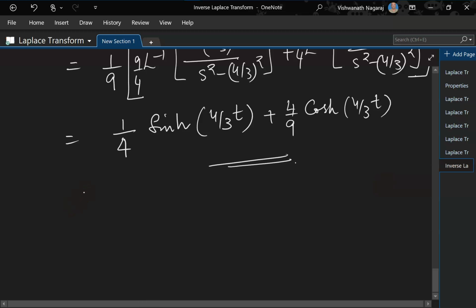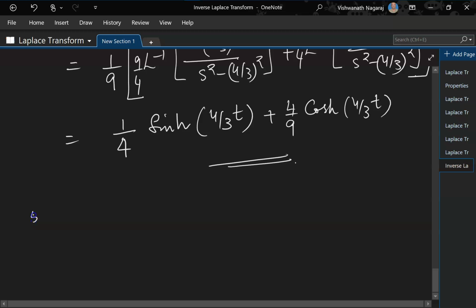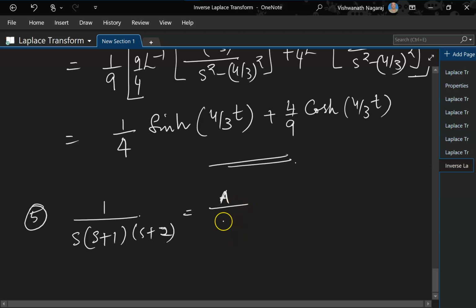Okay, here, more or less, it was not that complicated, and we didn't really have to get involved with the partial fractions too much. Let's look at one where we have to have partial fractions: 1 by s times s plus 1 times s plus 2. Now, in this case, we have to actually split it into multiple fractions. We know how to do it. There is a separate playlist on partial fractions. Have a look at that.